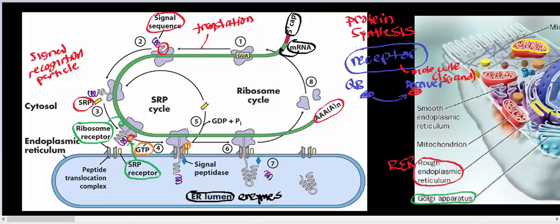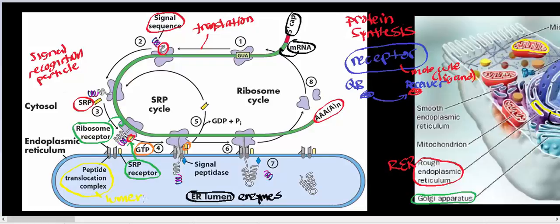Okay, now here's the important thing. Okay, I want you to imagine several things. We have this other protein that's also in the rough ER lumen. Okay, the other proteins were more on the cytosolic side. This enzyme, which is shown here, this peptide translocation complex, is really on the lumen side.